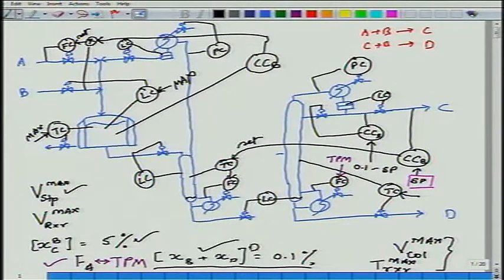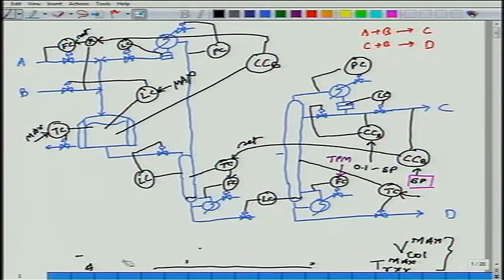What is the problem with this? I am not operating the column at max boil up. The boil up is being set by the temperature controller. Yes or no? How do I bring it to maximum boil up? I know the boil up is not maximum. I know from economics I need to maximize my recycle so that the D production rate is minimized, side product production rate is minimized. How will I do that? It is the same thing, except that now I know what my boil up is. I want it to be near max, if not max.